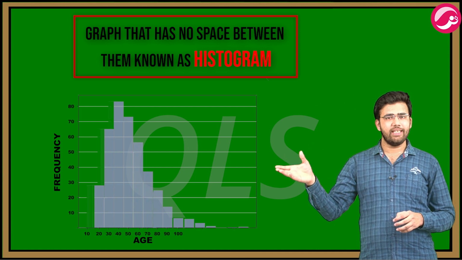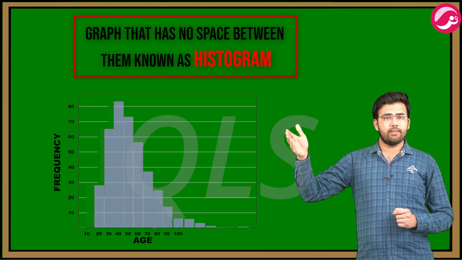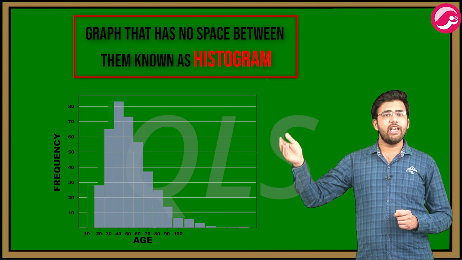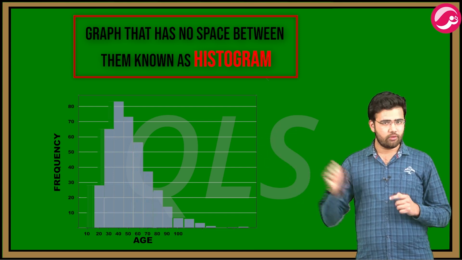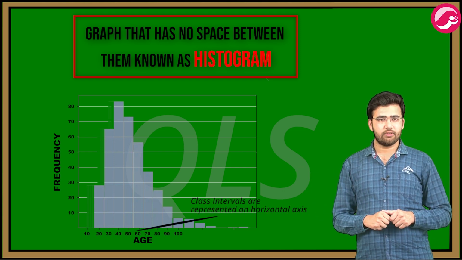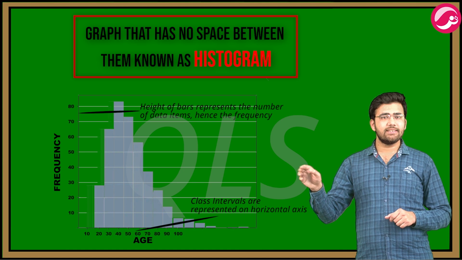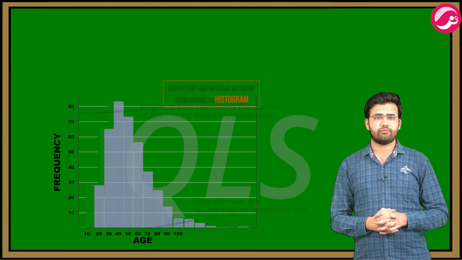Now, here you can see the double histograms. Here you can see, for example, a frequency table of the ages of different pupils. The following histogram can be formed as shown. The class intervals are represented on the horizontal axis. The height of the bars represents the number of data items, hence the frequency.